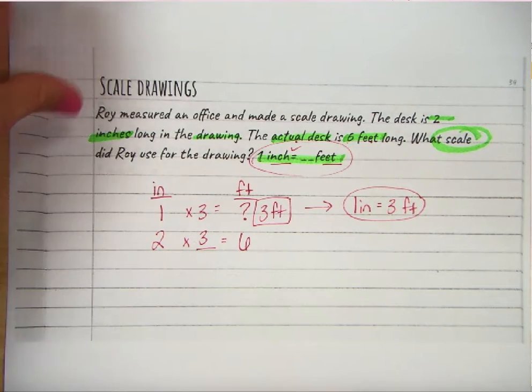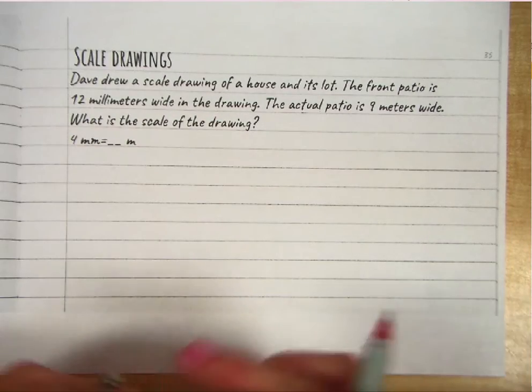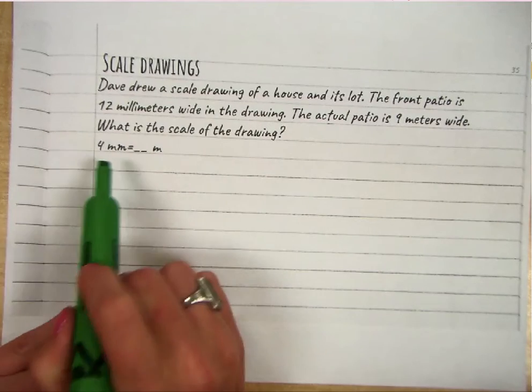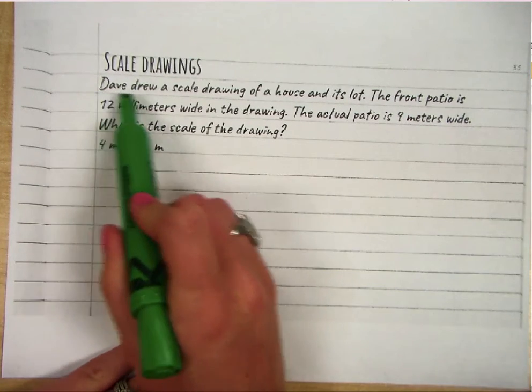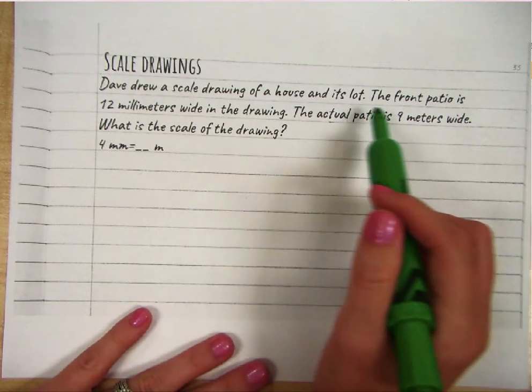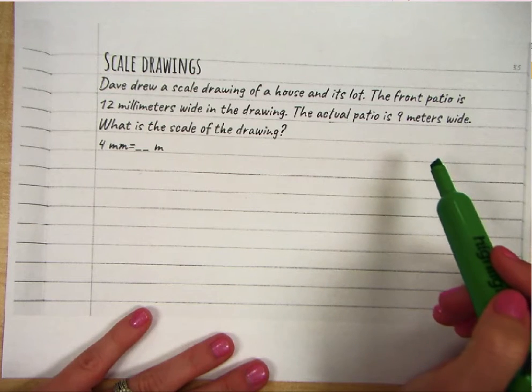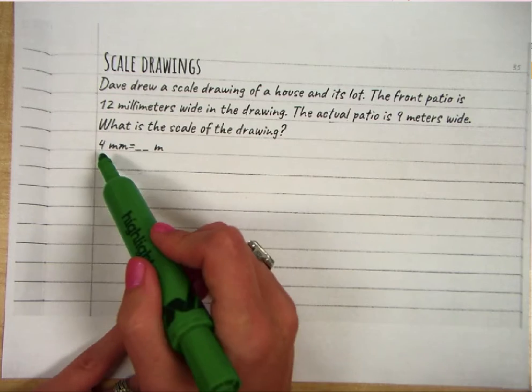All right. Last one. Same kind of problem, but this time it's not 1 something, it's 4 to something. So Dave drew a scale drawing of a house and its lot. The front patio is 12 millimeters wide in the drawing. The actual patio is 9 meters wide. What is the scale of the drawing?